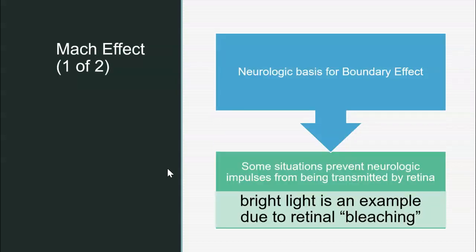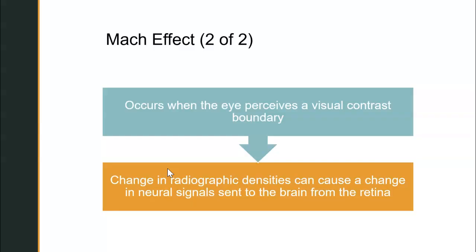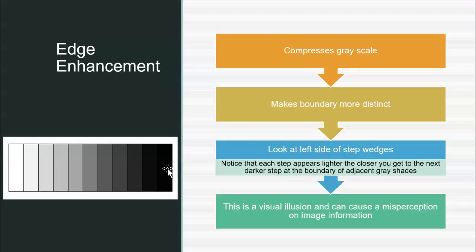The Mach effect is the neurologic basis for the boundary effect. Some situations prevent neurologic impulses from being transmitted by the retina. Bright light is an example due to retinal bleaching. So retinal bleaching is where you're flooded with bright light, okay? It occurs when the eye perceives a visual contrast boundary, and changes in radiographic density can cause a change in neural signals sent to the brain from the retina.